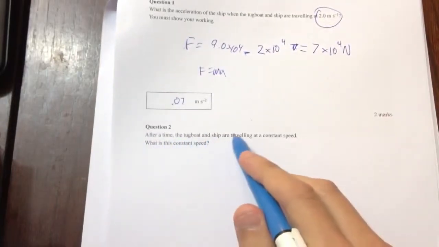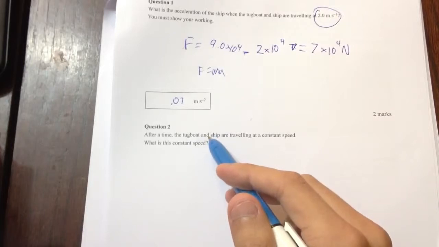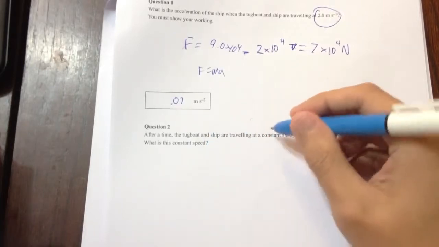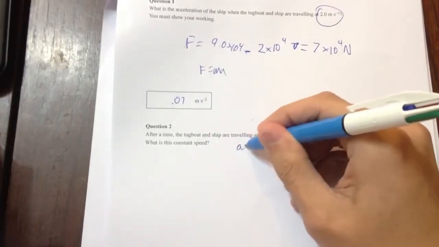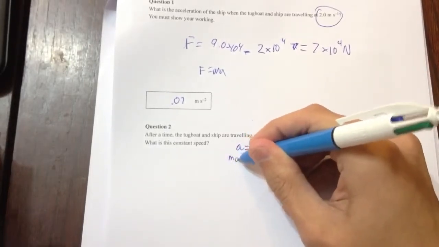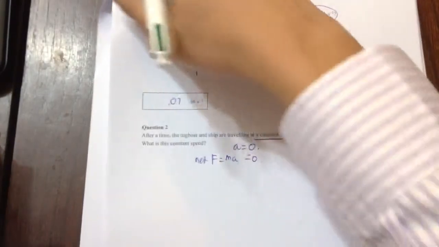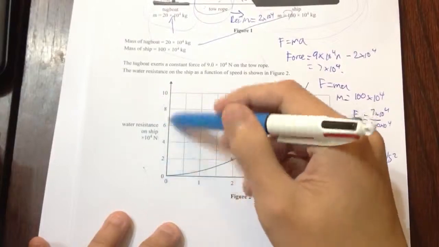Okay. After a time, the tugboat and ship are traveling at a constant speed. What is this constant speed? So for it to be constant speed, we know acceleration has to equal 0, and therefore force has to equal 0, like net force. Otherwise it'd be moving. So we know this forward force has to equal this backwards force.